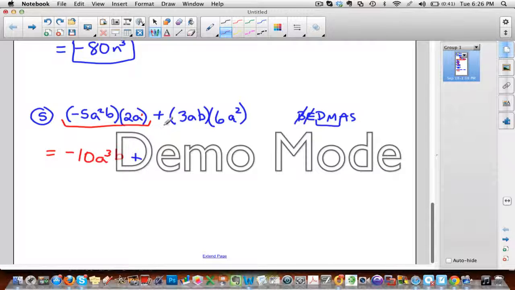So now I look at it and I say, well, is there anything else I can do, or have I finished? If these are like terms, then I can add them. So you have to be sure you know what like terms are. The a has a 3 on it, an exponent 3, and the b has a 1, a little invisible 1, so they are indeed like terms, so you can add them. Negative 10 plus 18, remember, negative 10 on the number line plus 18 takes you up to 8. So you have 8a cubed b.